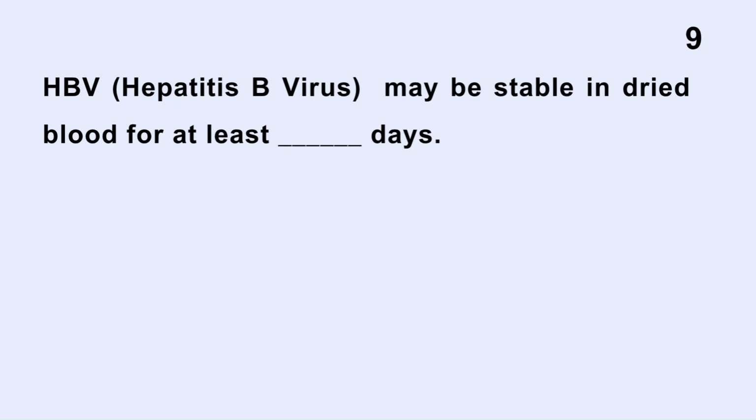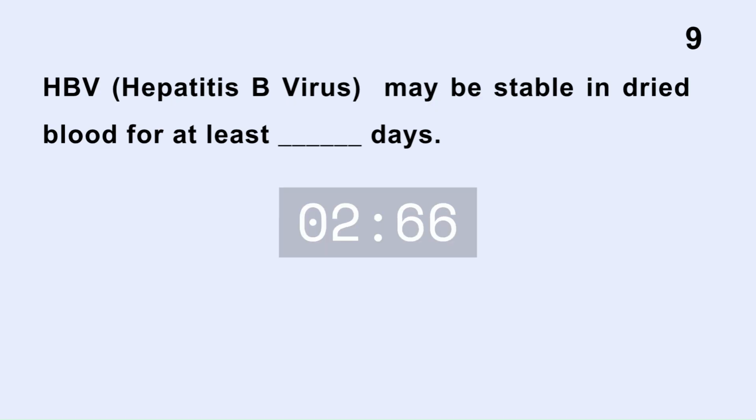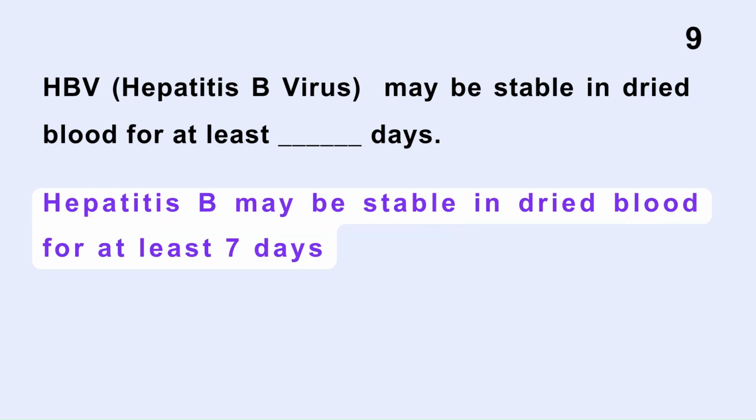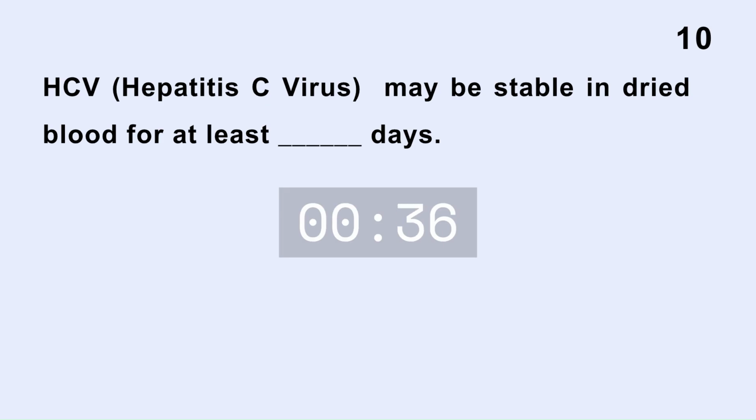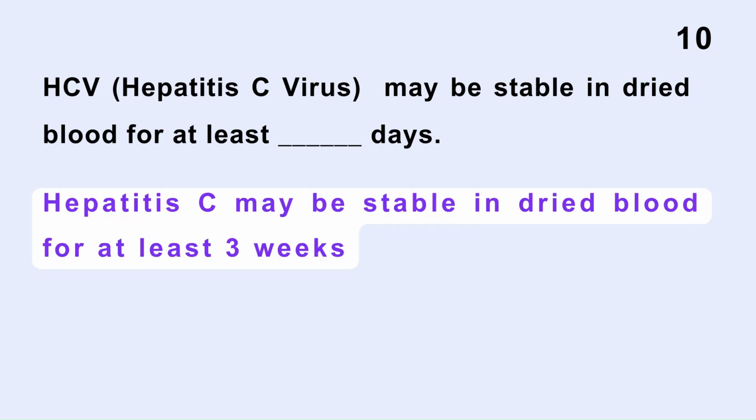Number 9. HBV, hepatitis B virus, may be stable in dried blood for at least blank days. Hepatitis B may be stable in dried blood for at least 7 days. Number 10. HCV, hepatitis C virus, may be stable in dried blood for at least blank days. Hepatitis C may be stable in dried blood for at least 3 weeks.